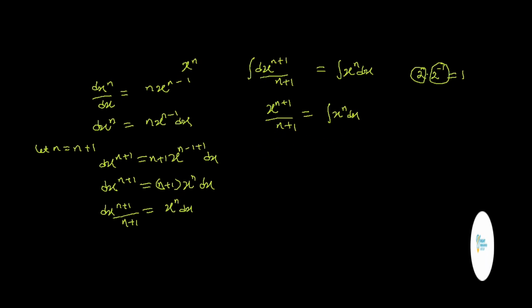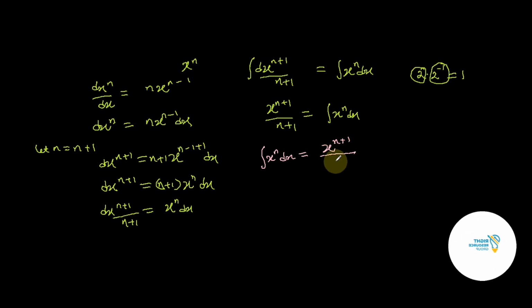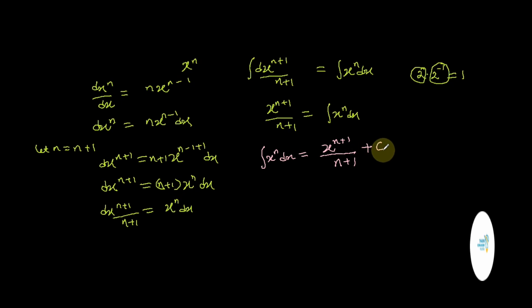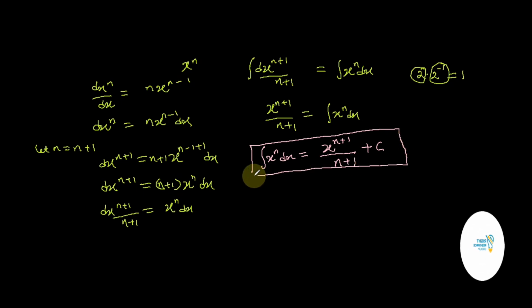And so let me rewrite this. It means integral of x raised to the power of n dx is equal to x raised to the power of n plus 1 divided by n plus 1 plus c. When you find an integral, you add the constant c, which is the integrating constant. So this is the standard formula for integration.